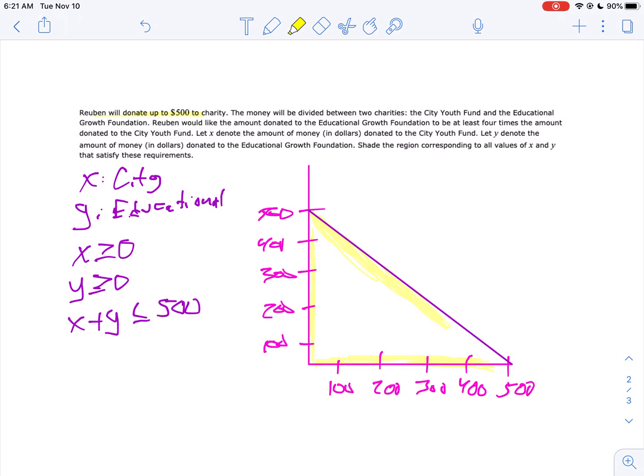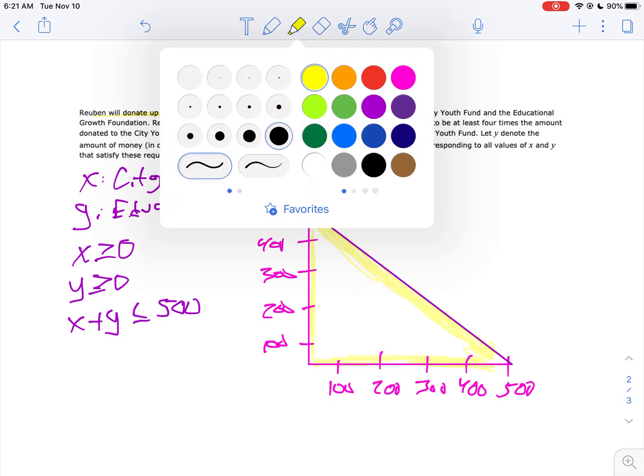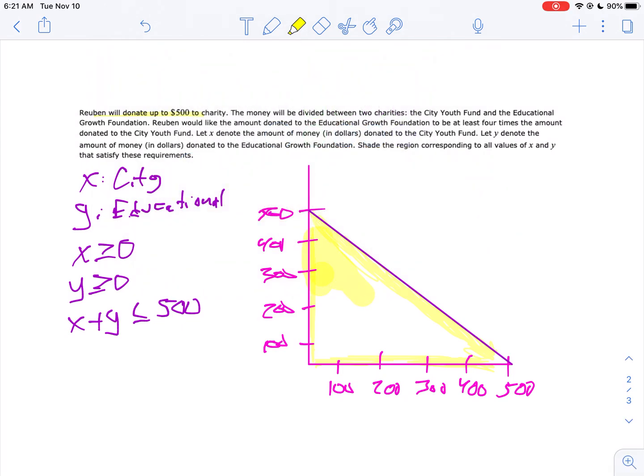Coloring in the lines. That's all I'm doing here. To make this a little bit thicker so I can go quicker. There we go.